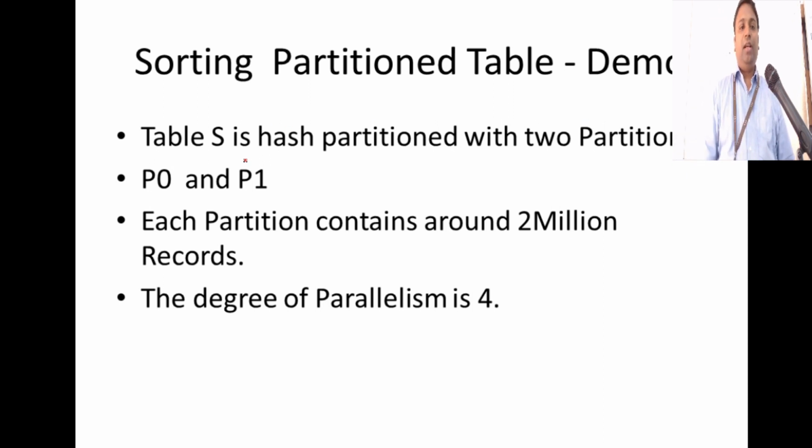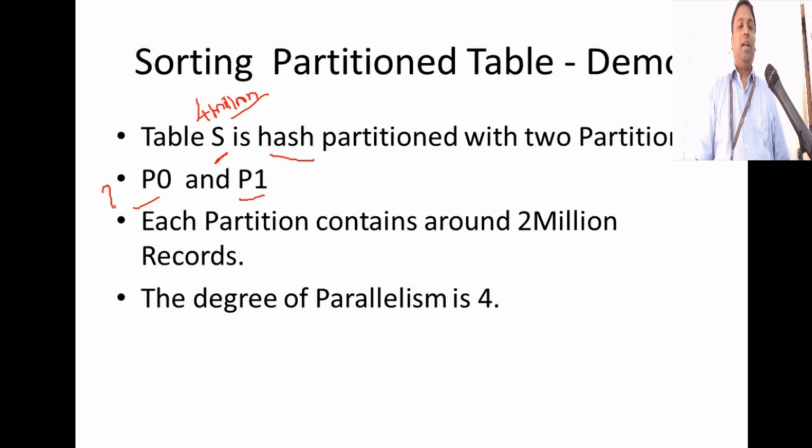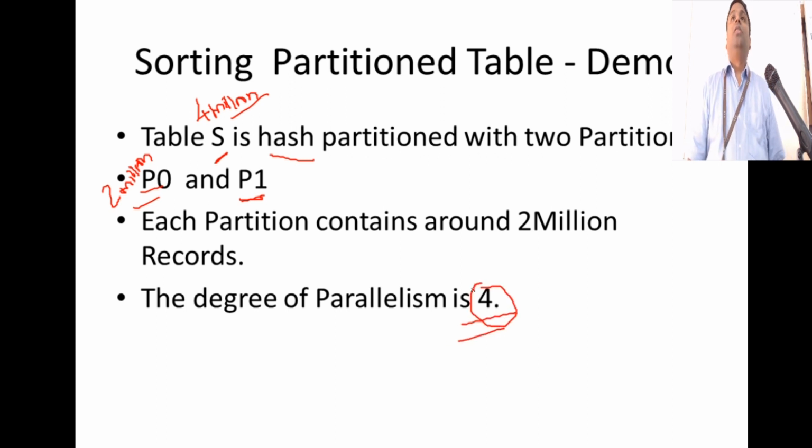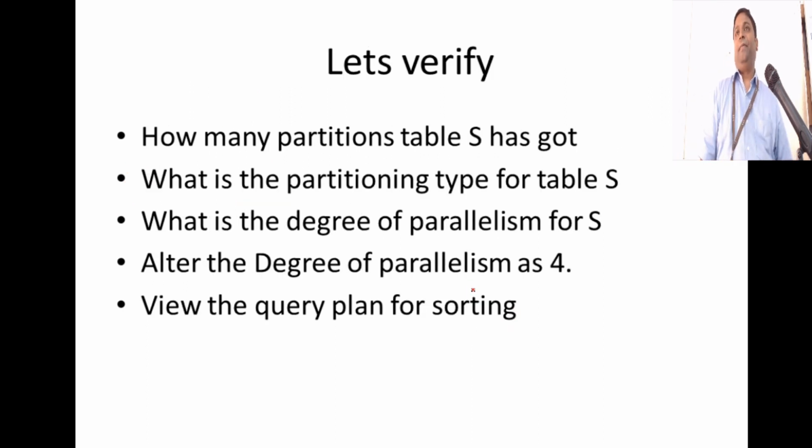So I have created a table S. This table S contains 4 million records. And I have created 2 partitions for S, that is partition P0 and P1. I have used hash partitioning to partition my records. So each partition contains 2 million records. P0 contains 2 million and P1 contains 2 million. And the degree of parallelism we are going to have for this is 4. We are just going to run a sort query on a partitioned table, that's it. So we have certain questions here. I told you that S is partitioned, right? How will you go and verify how many partitions a table has got?